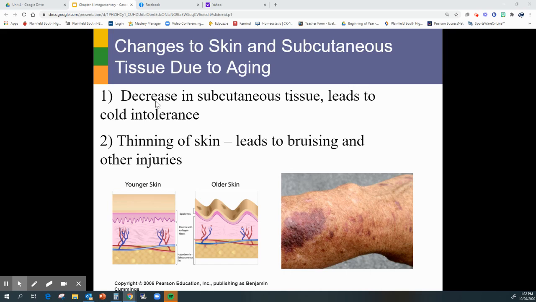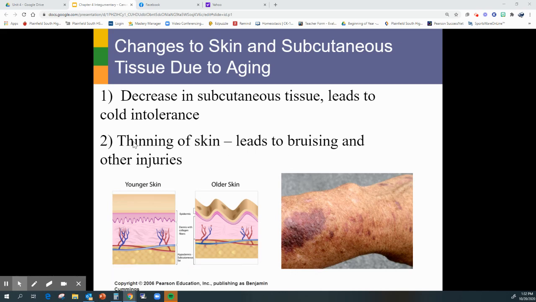So the first thing that usually happens as we age, we see a decrease in subcutaneous tissue or that basement layer, which is why people who are older usually are intolerant to cold temperatures. They don't like being cold. If you've got grandma or grandparents that are older, they usually keep their house a lot warmer than the rest of us because of those reasons. They don't tolerate that cold, or they constantly have a sweater on even though it's hot outside.